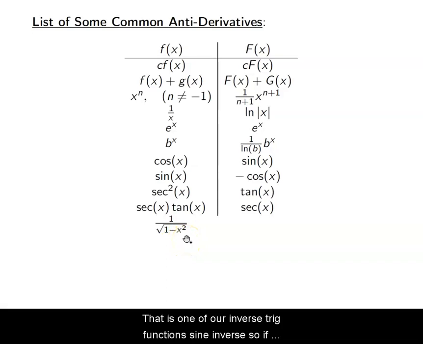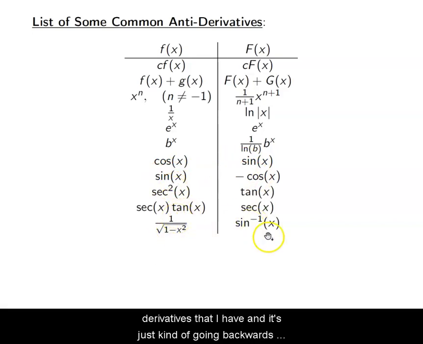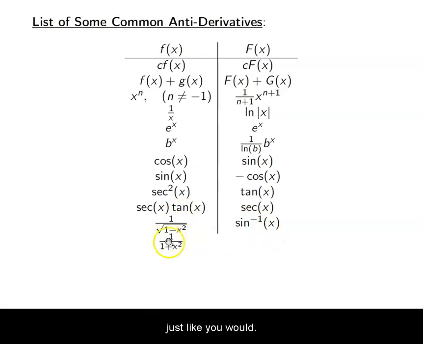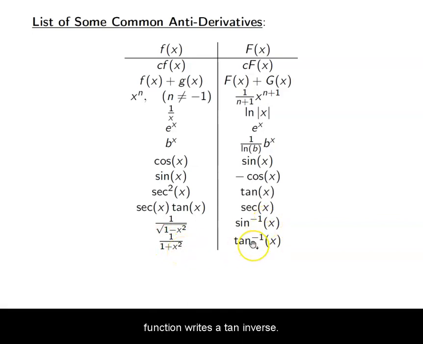That is one of our inverse trig functions, sine inverse. So if you notice, really what's going on here is we're just starting with functions here, and their derivative is what we're looking at, right? So if you want to be able to look at a function and its antiderivative, you can go to that list of derivatives that I have, and you're just kind of going backwards, just like you would for an inverse function, right? So here 1 over 1 plus x squared, if you remember what this is, this should be your tangent inverse function, right? So tan inverse.